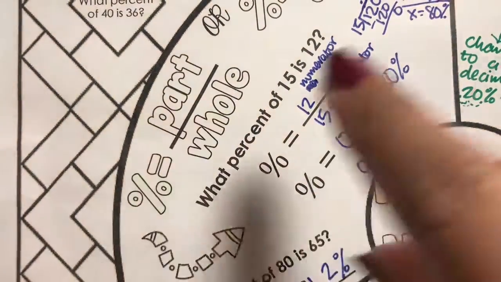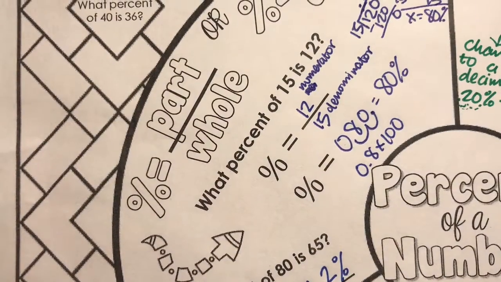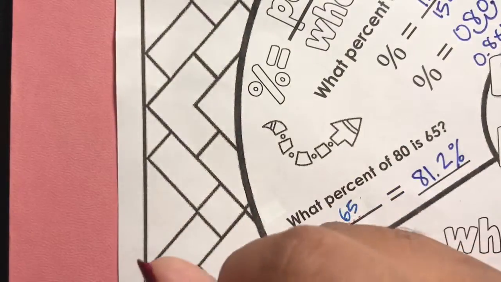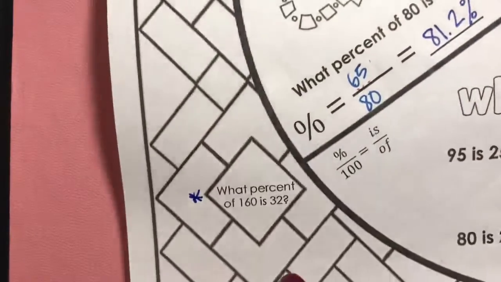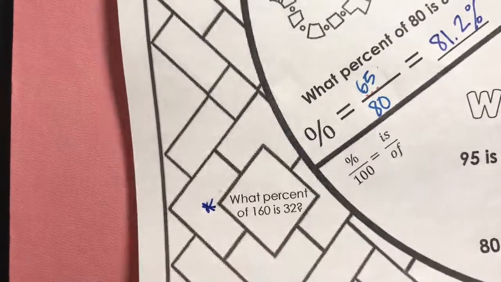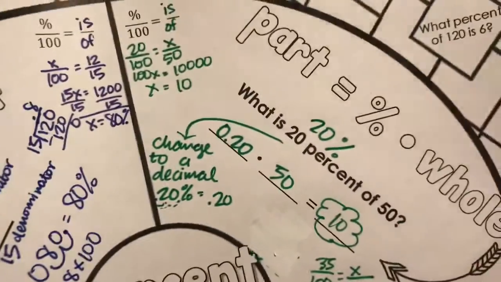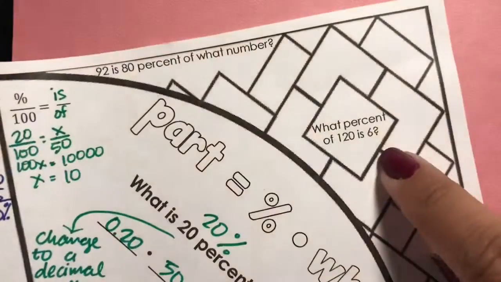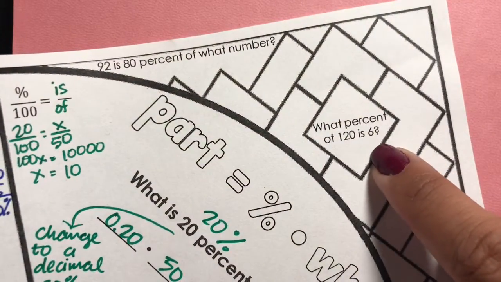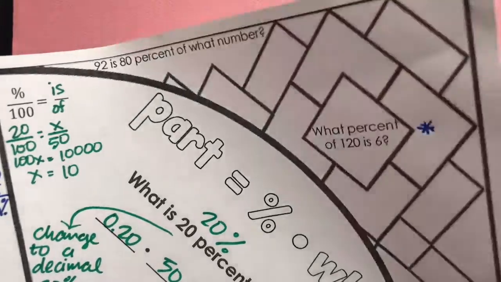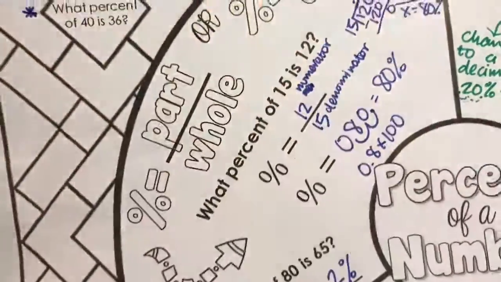Okay, so now that you've finished this, before you move on to the last video, I want you to do the problems here on the side. So I want you to do this problem. What percent of 160 is 32? What percent of 40 is 36? And then what percent of 120 is 6? Okay, so do those three.